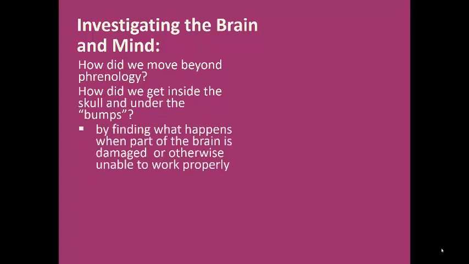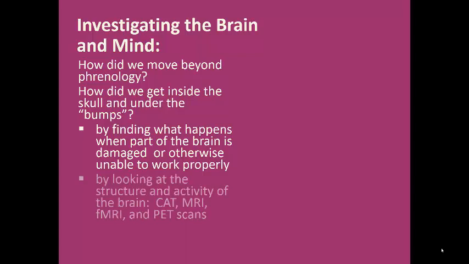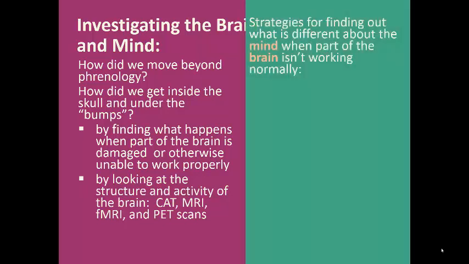By finding what happens when part of the brain is damaged or unable to work properly. And obviously we cannot play with this. This would have to be either by accident or experimentation on non-humans, or by looking at structures and activity of the brain using CAT scans, MRIs, fMRIs, and PET scans. So, strategies for finding out what is different about the mind when part of the brain isn't working normally. So if somebody's had a stroke or a part of the brain has been damaged or removed.